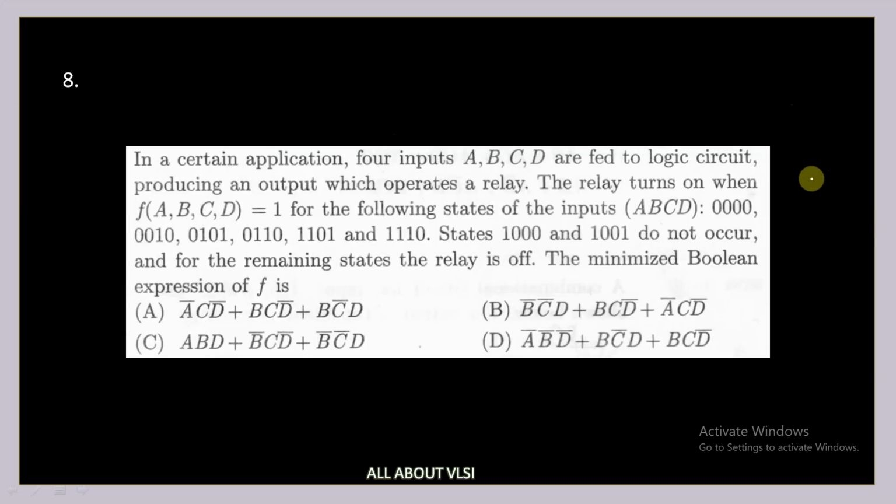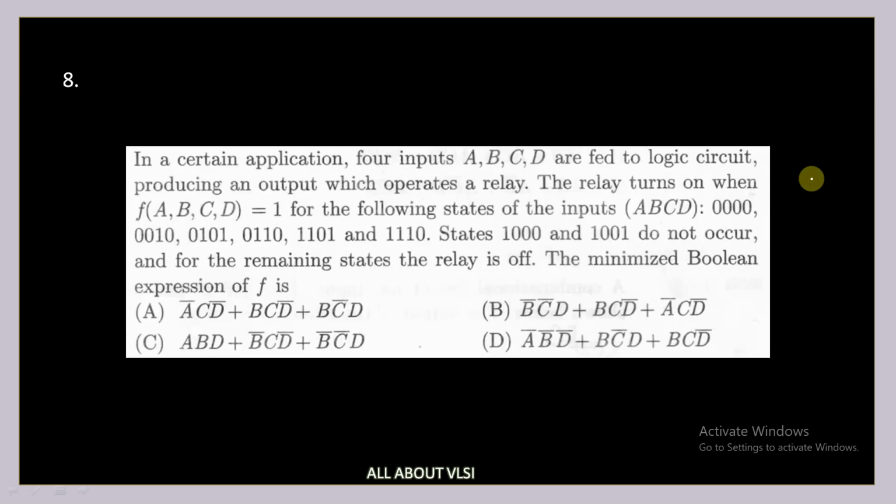Next, try this one. In a certain application, 4 inputs A, B, C, D are fed to a logic circuit producing an output which operates a relay. So the relay turns on when f of A, B, C, D is equal to 1 for the following states of inputs: 0000, 0010, 0101, 0110, 1101, and 1110. States 1001 and 0100 do not occur, and for remaining states the relay is off. The minimized Boolean expression is.